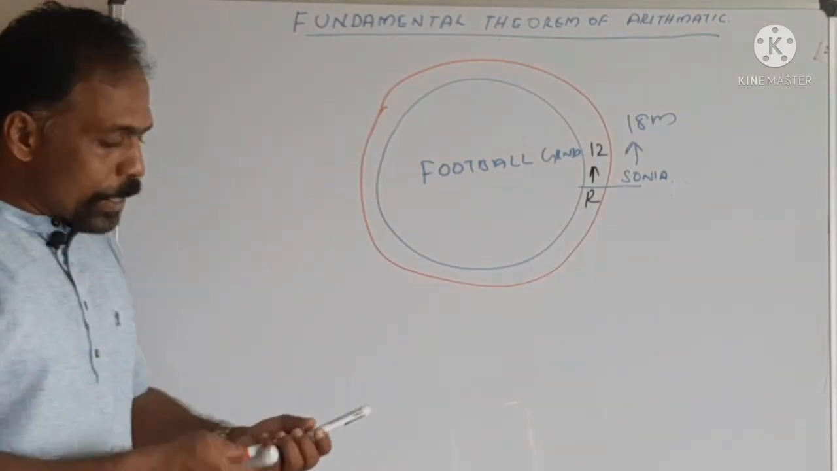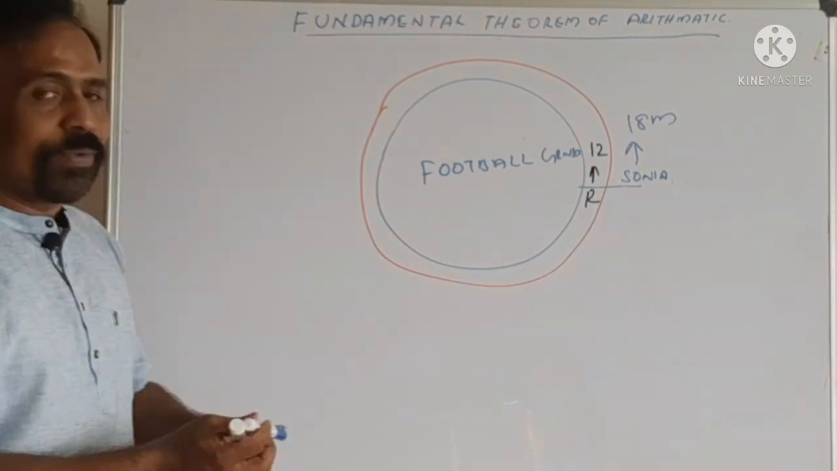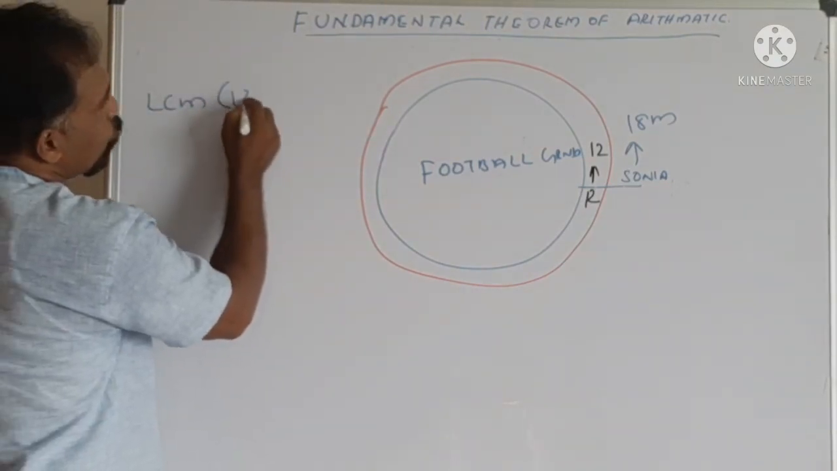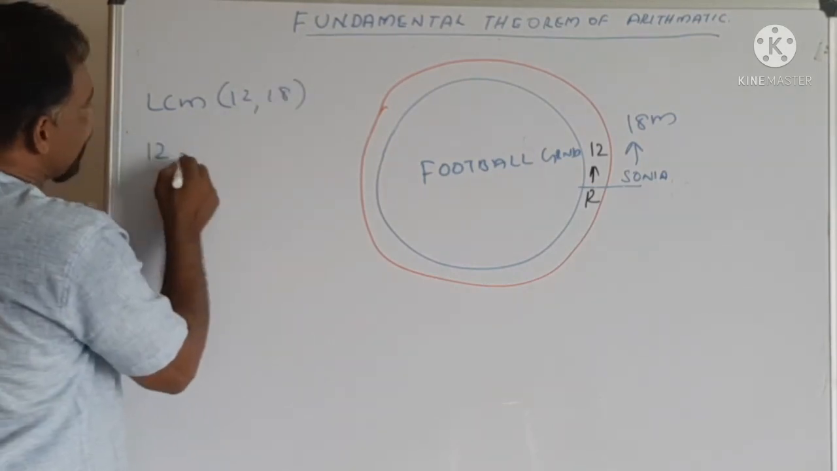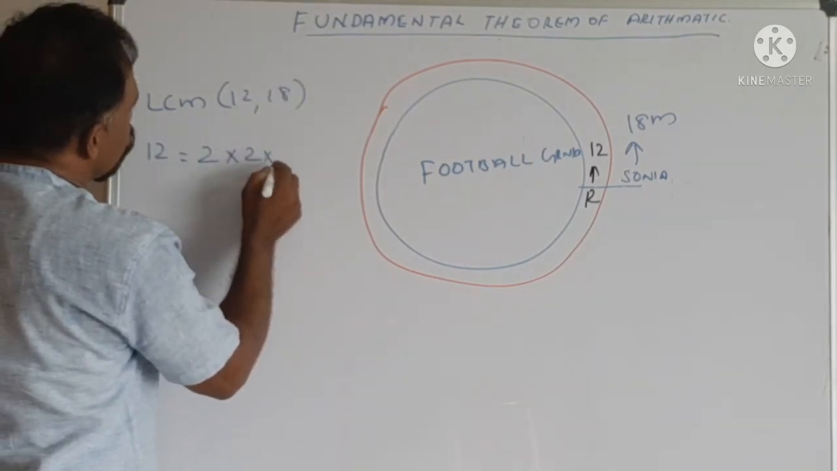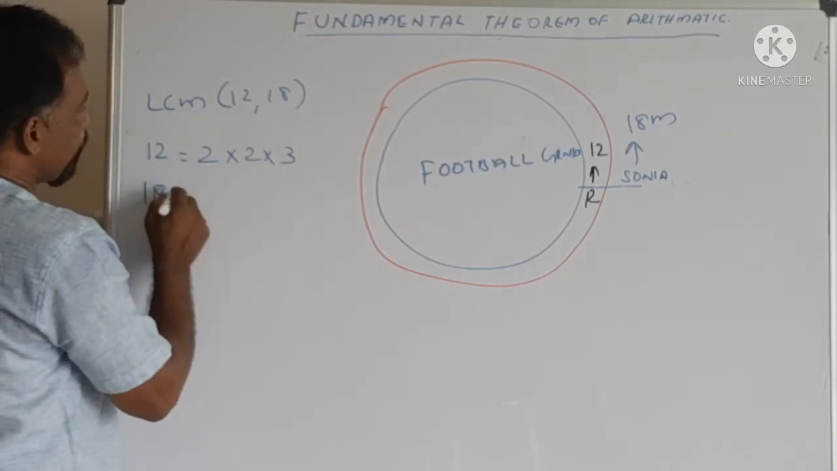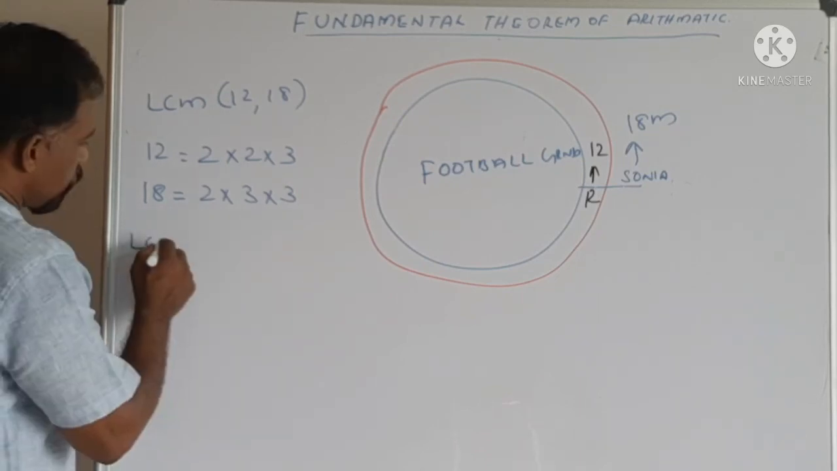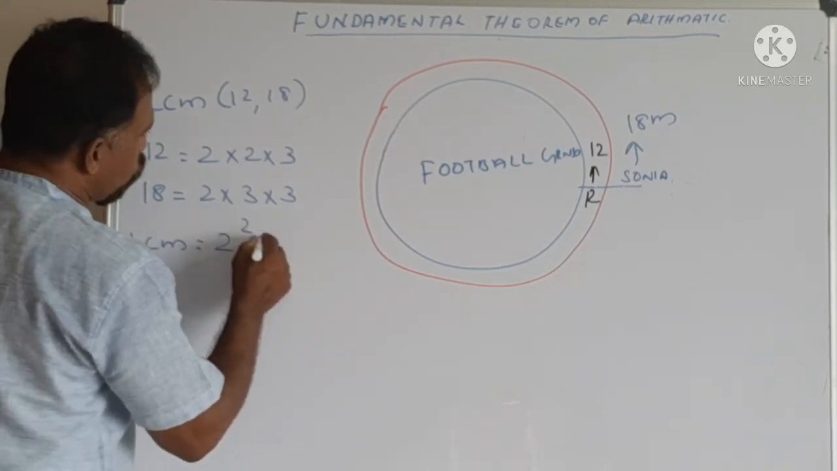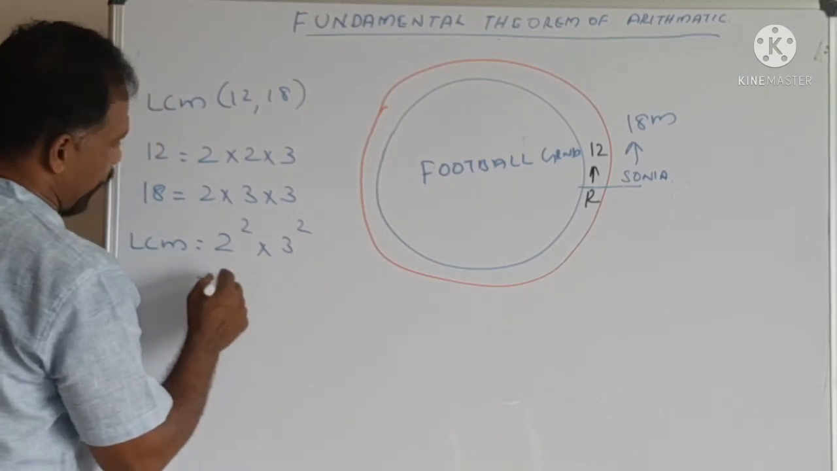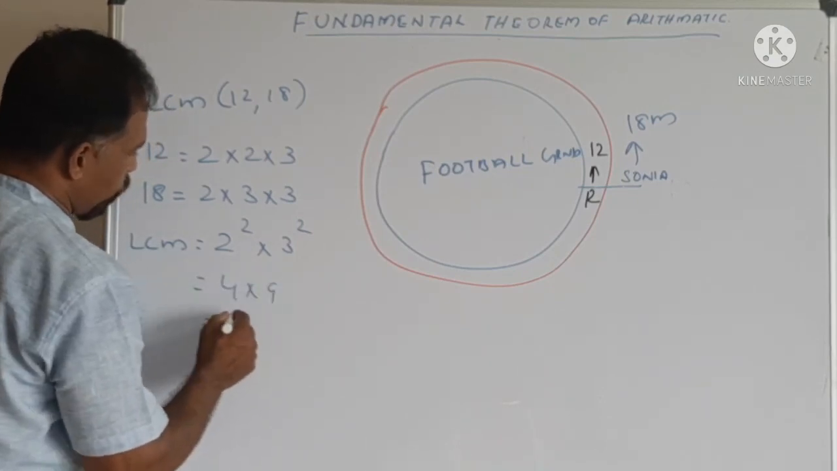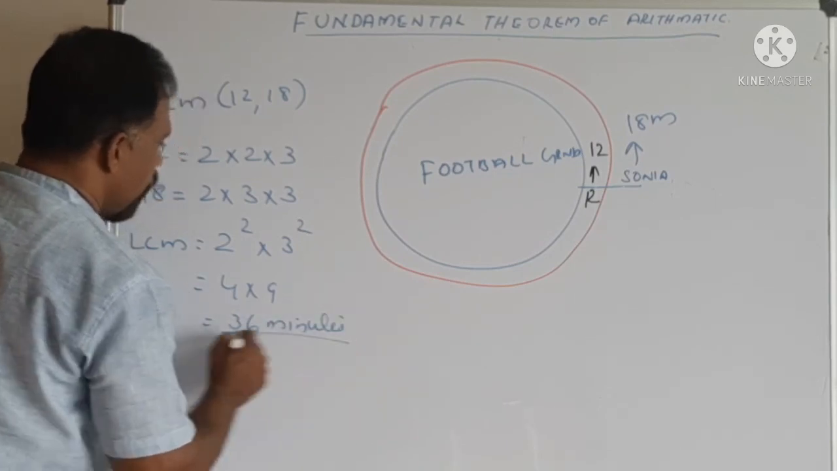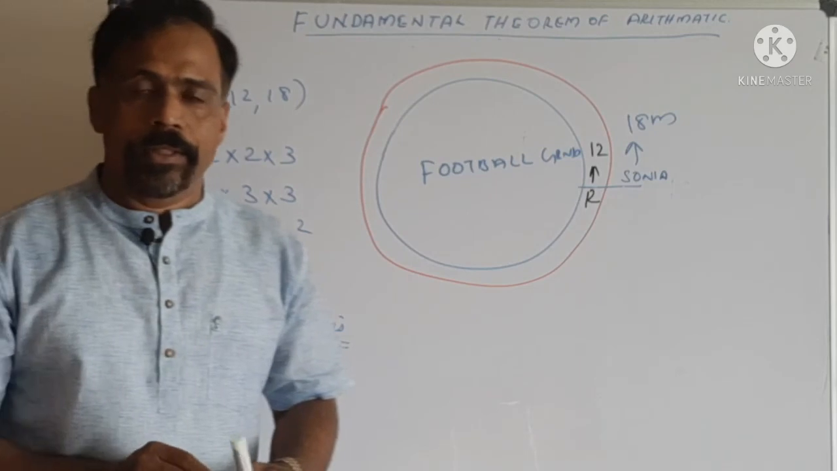Now, let us take the LCM. In such cases, we have to take the LCM of 12 and 18. So, 12 can be written as 2 into 2 into 3 and 18 can be written as 2 into 3 into 3. For the LCM we take the highest powers: 2 to the power 2 into 3 to the power 2, that is 4 into 9, that means 36. So, after 36 minutes, they will meet at the starting point.